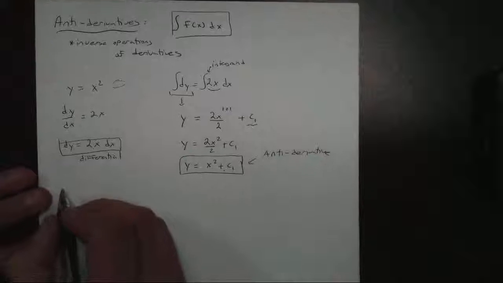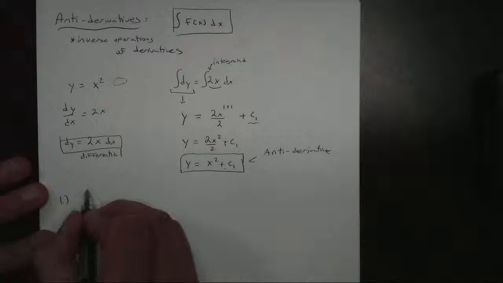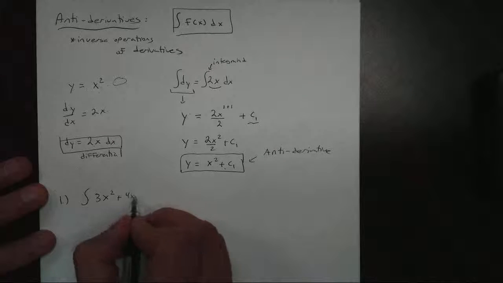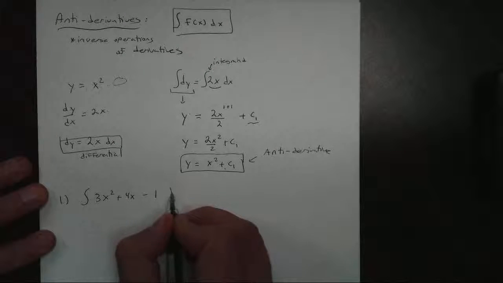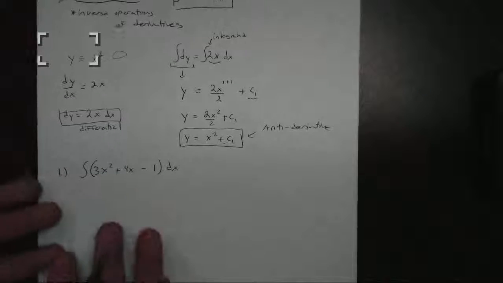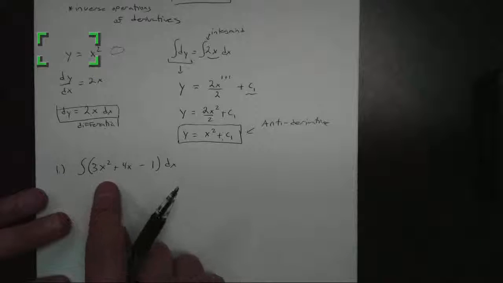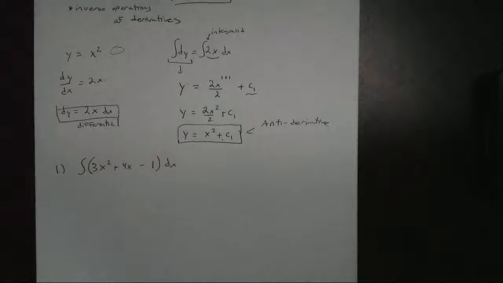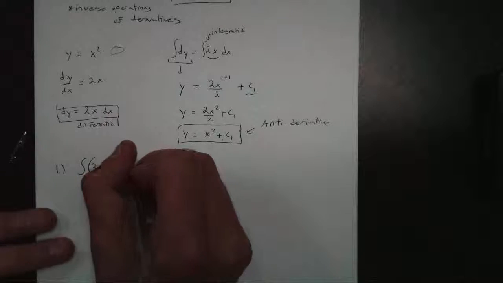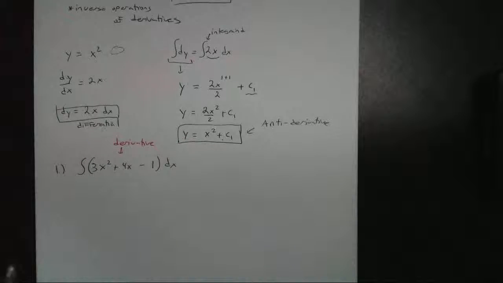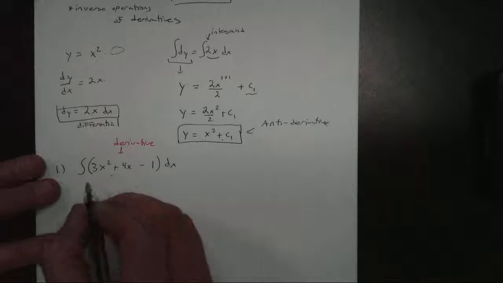So let's take a look at some practice problems. Let's try taking the antiderivative of something a little bit more fun: 3x squared plus 4x minus 1 dx. Now, some people like to have parentheses around these. They're okay to do. What the dx, remember, comes from my differential. In other words, it's telling me that this inside is a derivative of some function. I just want to find out what the original function was.